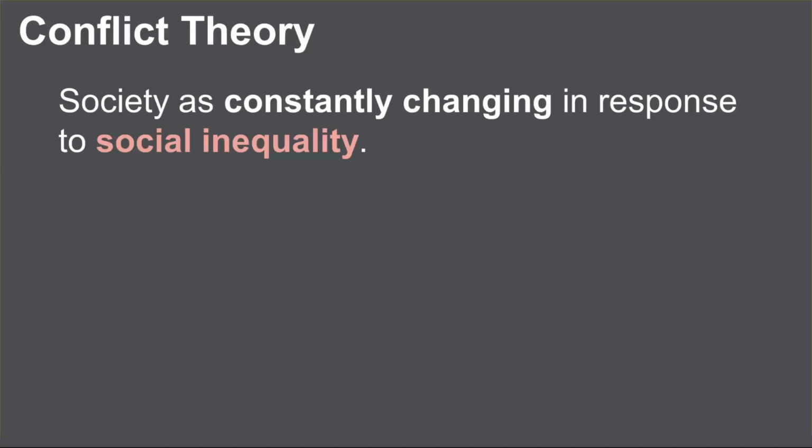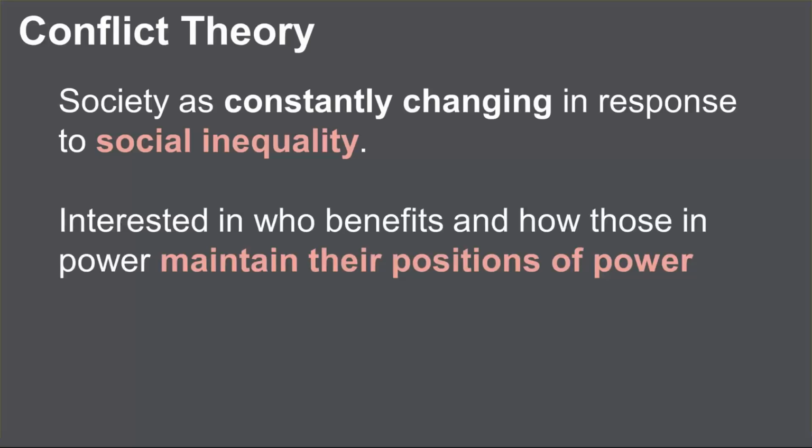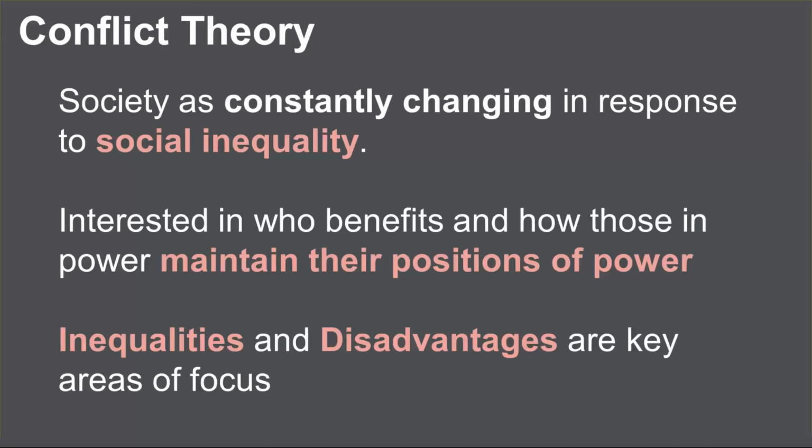In conflict theory, they see everything as constantly changing as a response to social inequality and are really interested in the power relationship. How do those with benefits maintain their positions of power, and how are those who are not in positions of power potentially facing inequality or a disadvantage? Karl Marx was certainly the most famous associated with conflict theory.